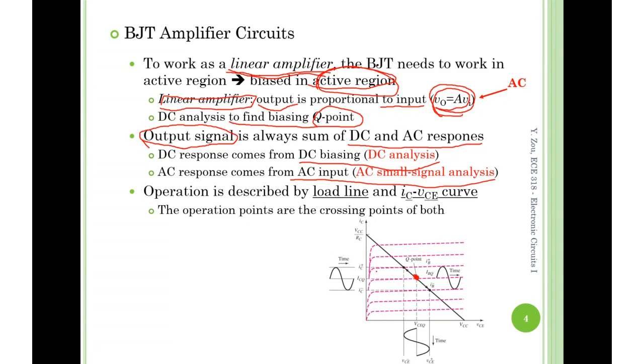And this AC amplification behavior can be described with this IV curve with load line. The IV curve is plotted in pink, dashed line. So we have more than one IV curve here. They correspond to different what? Anyone still remember? Different what?